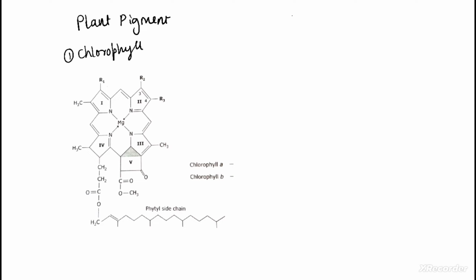Now this chlorophyll is green in color. I told you that it absorbs most of the blue and red light, and it reflects green light, and hence its color is green. But how is the structure given for chlorophyll? This chlorophyll is a lipid soluble molecule, and it is present in the thylakoid membrane. Since it is lipid soluble, it can easily stay in the thylakoid membrane.